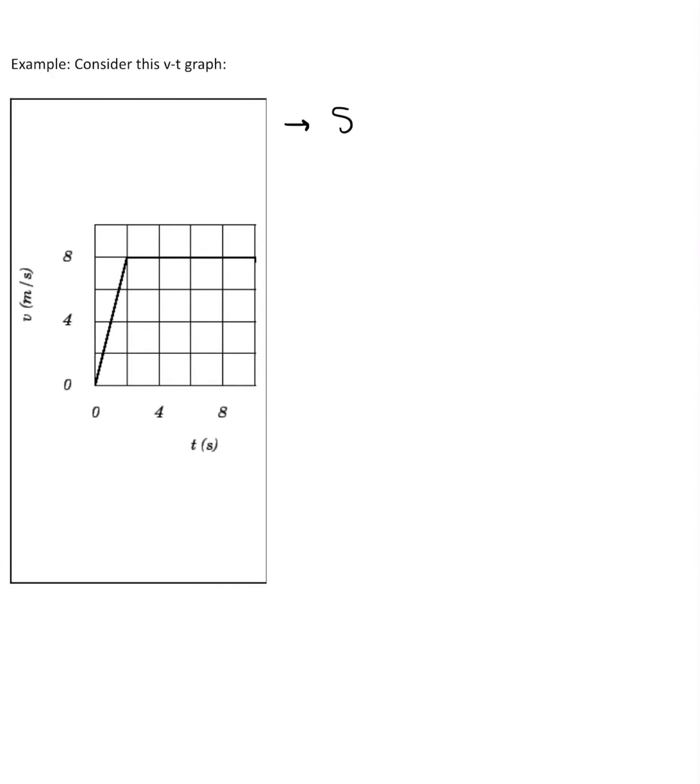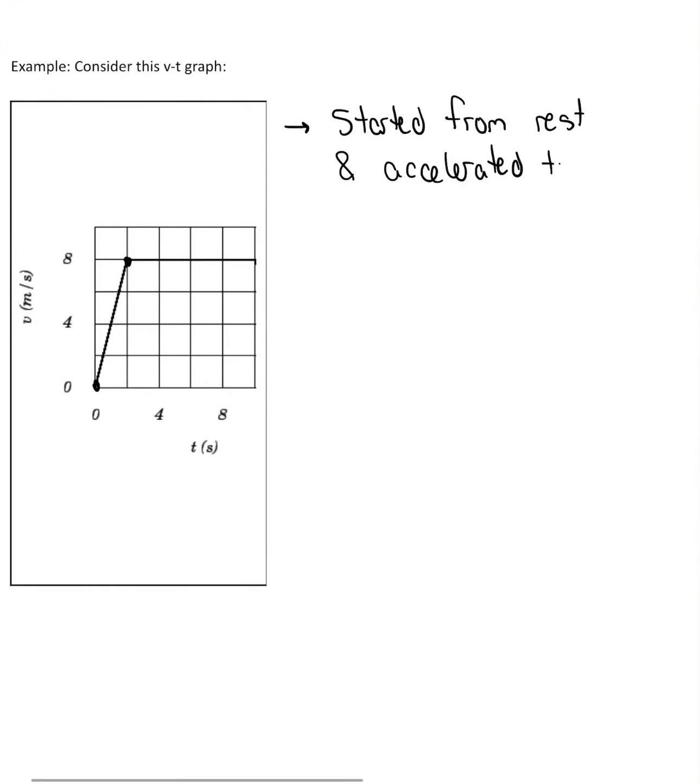We know this object started from rest, because it started at the origin. It's got a line with a positive slope, so that means it accelerated. It got to this point before it stopped accelerating, so it accelerated to a value of 8 meters per second, and then it just cruised at 8 meters per second.